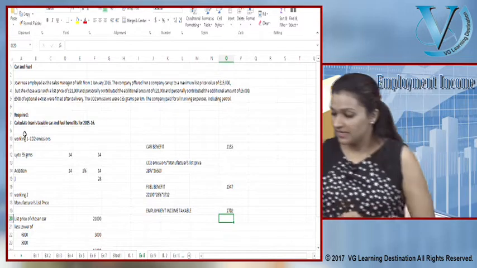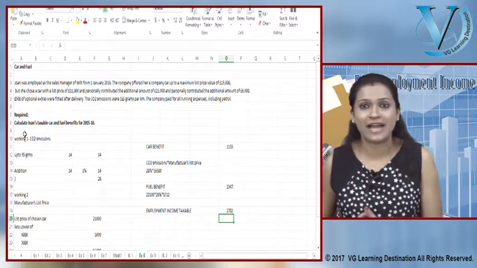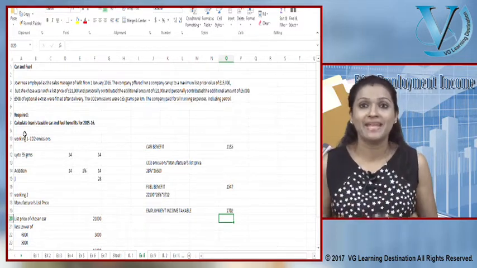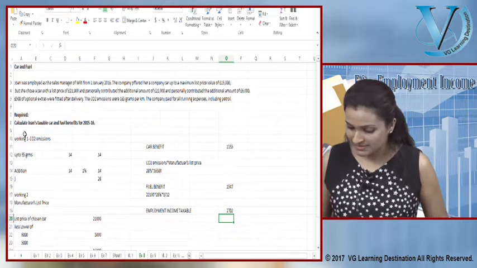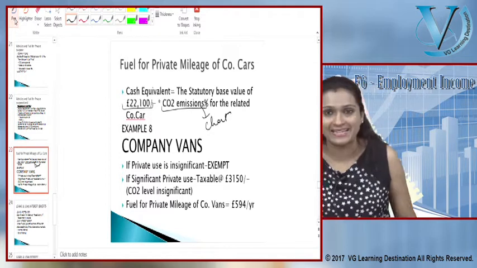So that's it. Now let's move on to another benefit. Instead of, say, the car, what happens if the employer gives you a company van to use? Let's get back to the rules. What happens if the employer is giving a van instead?